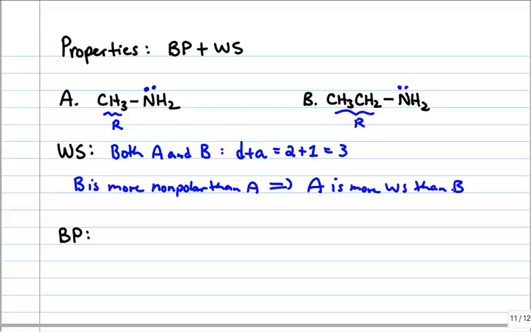Alright, now what about boiling point? Well, boiling point, again, depends upon the ability of individual molecules to hydrogen bond with themselves. So, both A and B can H bond with itself. So if you have two molecules of A, can they form a hydrogen bond? Yes. If you had two molecules of B, can they form a hydrogen bond?